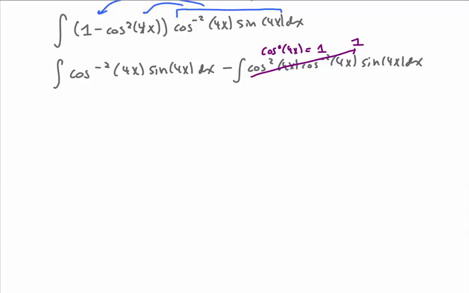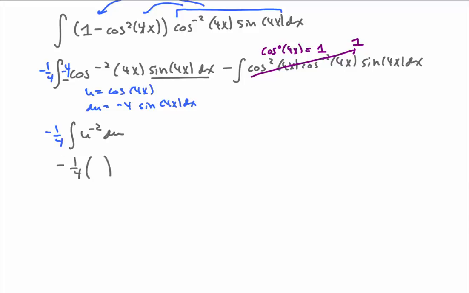Now down here we will have u equal cosine of 4x. du would be negative 4 sine of 4x dx. So the idea of that substitution is going to be important. I need to compensate for this missing negative 4. So this would be u to the negative 2, and then this negative 4 sine 4x dx is du.